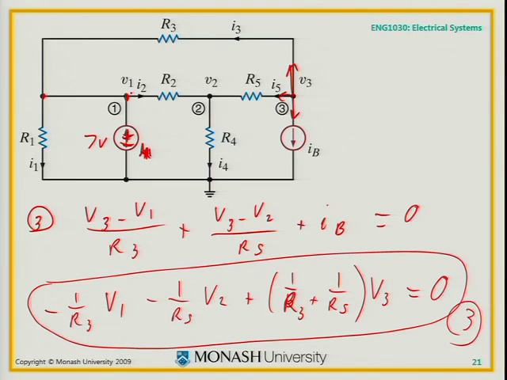I want to do Kirchhoff's current law at that node, do I? Well, the problem is I don't know what that current is. I can't write that current in terms of the node voltages anymore. So what am I going to do? What equation do I write down for node 1?